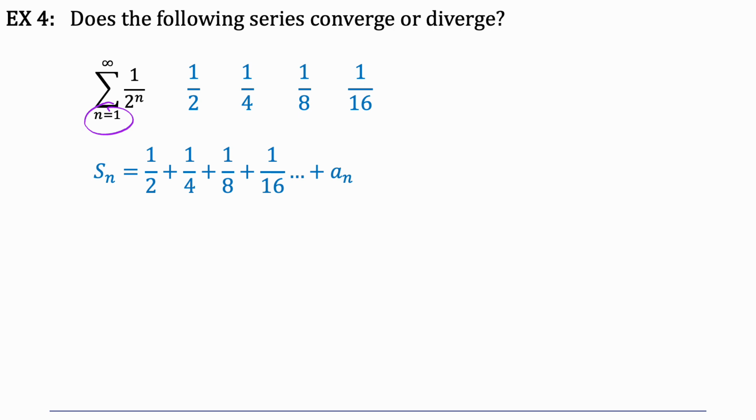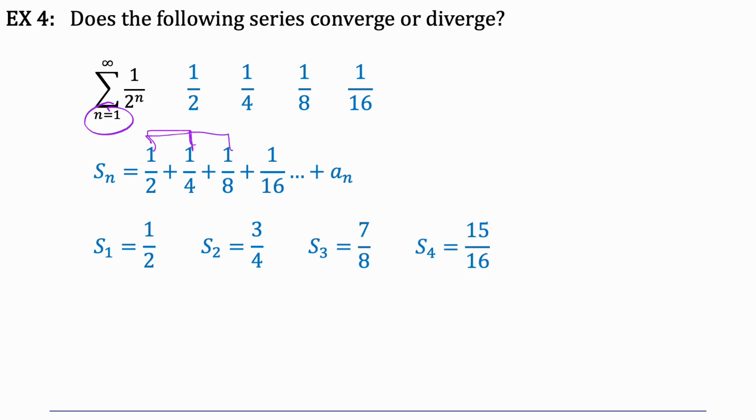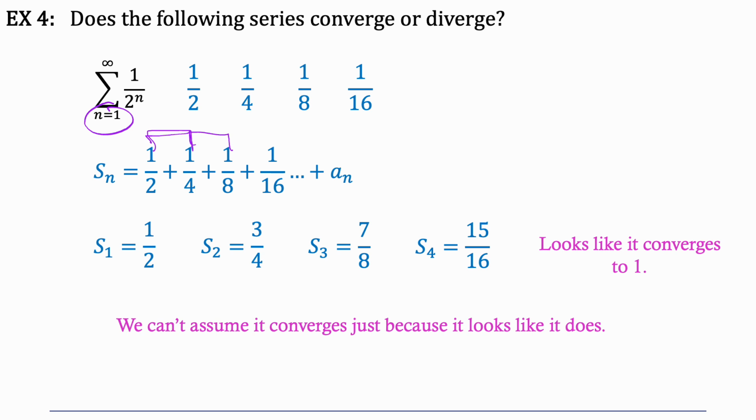So let's go with the first partial sum. It's just the A sub 1 term, which is 1/2. The second partial sum is going to be 1/2 plus 1/4. So that's 3/4. And then the third partial sum is 1/2 plus 1/4 plus 1/8. That's 7/8. And then the fourth would be 15/16. And it looks like it's converging to 1. Now, we can't assume it converges just because it looks like it does, but we can test it, and we'll do more on that in a later lesson.